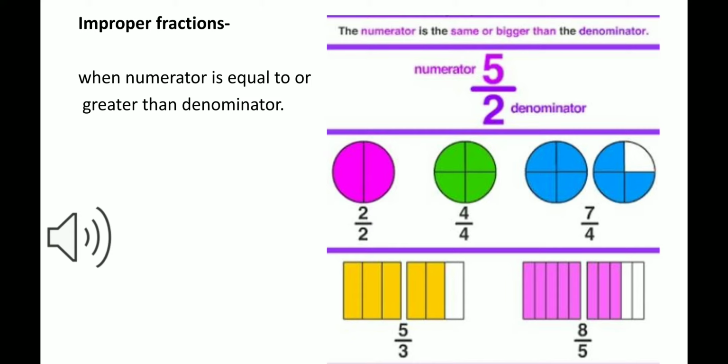There will be some improper fractions which can be cancelled by some common number. There will be some improper fractions which cannot be cancelled, and then they have to be further converted to mixed fractions. So proper and improper we have learned. So we go to the next one.